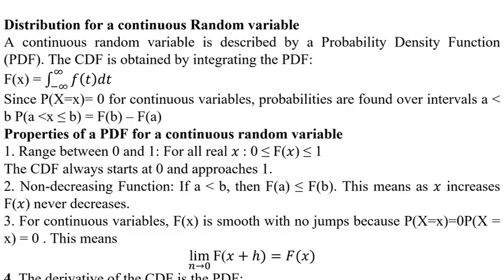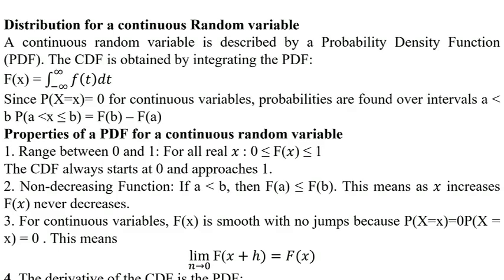This means as x increases, F of x never decreases. Also, for a continuous random variable, F of x is smooth with no jump. If you remember, we discussed jumps in the discrete case, but here in the continuous case it is smooth. F of x is smooth with no jump because P of X equals x is equal to 0. This means the limit as h approaches 0, F of x plus h is equal to F of x.